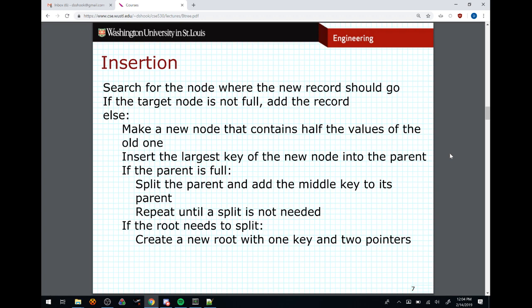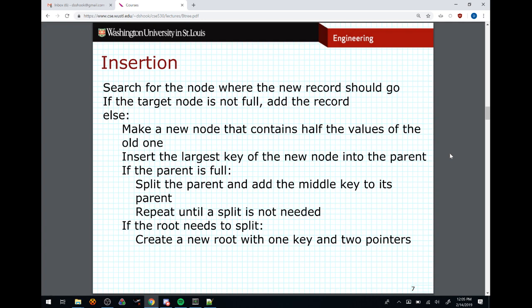If the target node, the node that I'm adding the value to, is full, then I have more work to do. I'm going to make a new node that contains half of the values of the old one. I call this a split. I'm actually splitting that full node into two nodes. Half the values go on one side, half the values go on the other side. And then the largest key from the new node is going to get passed up the tree. I have a new node now. I have to insert another search key into the internal nodes so that I can find that new node.